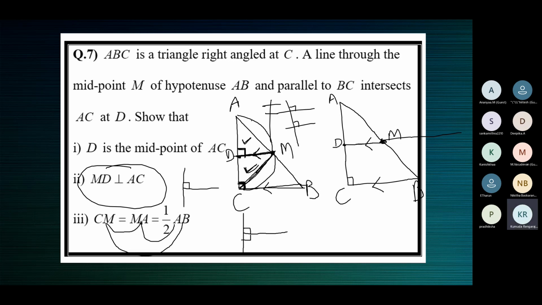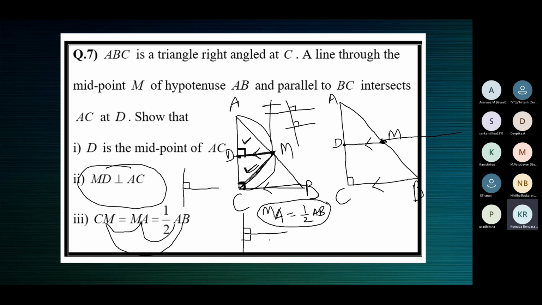Now, we know that AM is equal to half of AB. AM is half of AB because M is the midpoint of AB. MA is half AB. That we don't have to prove. It's given. MA is equal to half of AB because M is the midpoint of AB. So obviously MA and MB, they are half of AB.